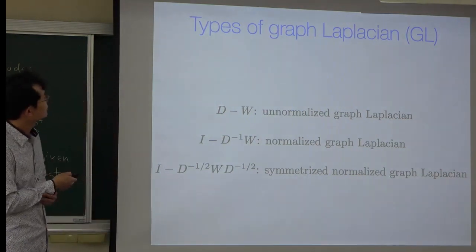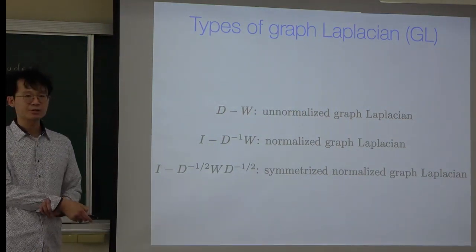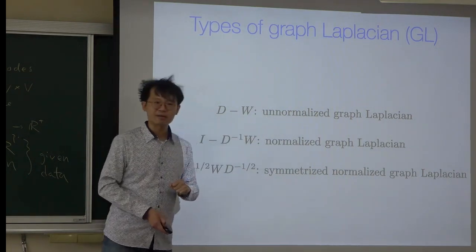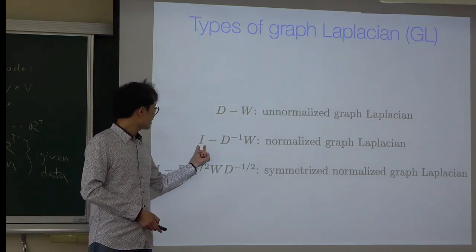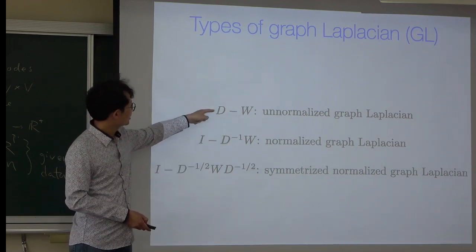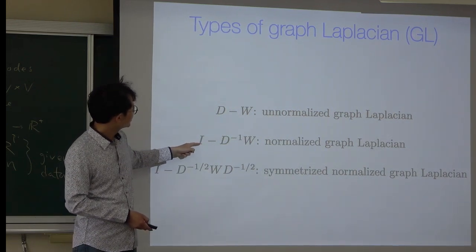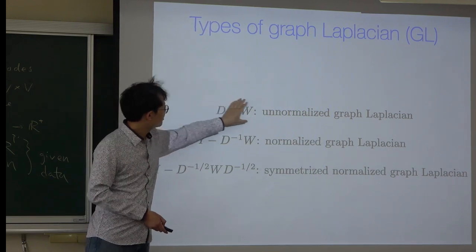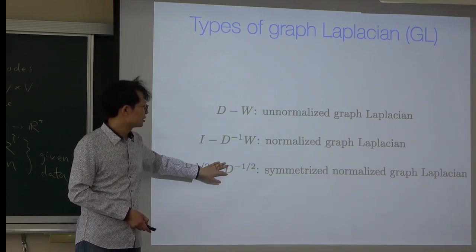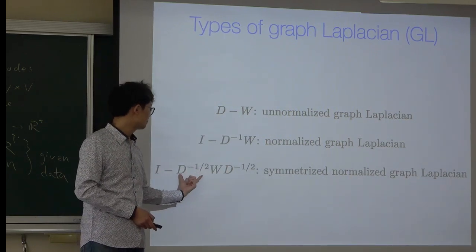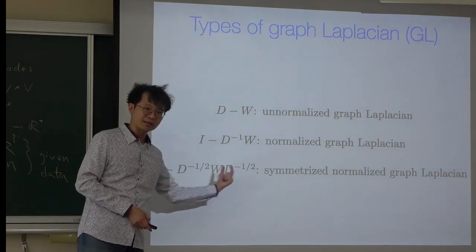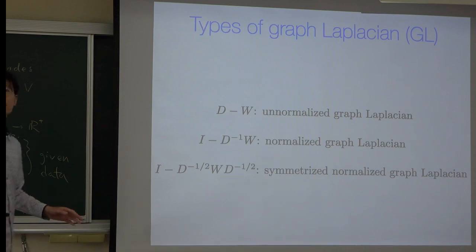And there are some terminologies and types of graph Laplacian. For example, you can consider D minus W. This is an unnormalized graph Laplacian. You can consider I minus D inverse W. This is called the normalized graph Laplacian. And you can see the relationship between these two is that you multiply by D inverse on the left-hand side, and you will get I minus D inverse W. And also you can symmetrize the normalized graph Laplacian by multiplying by D to the minus half on the left and D to the minus half on the right-hand side. Okay, so there are several versions, and they are all related.